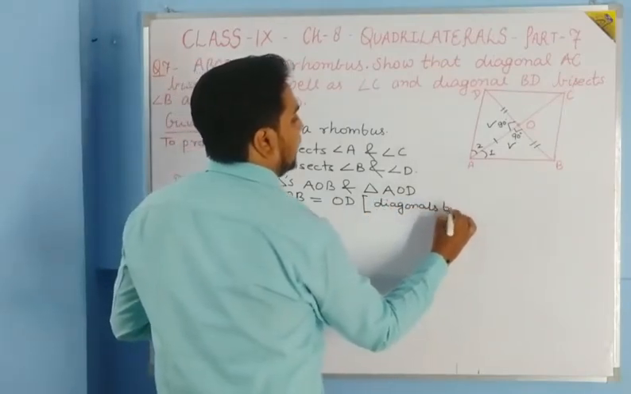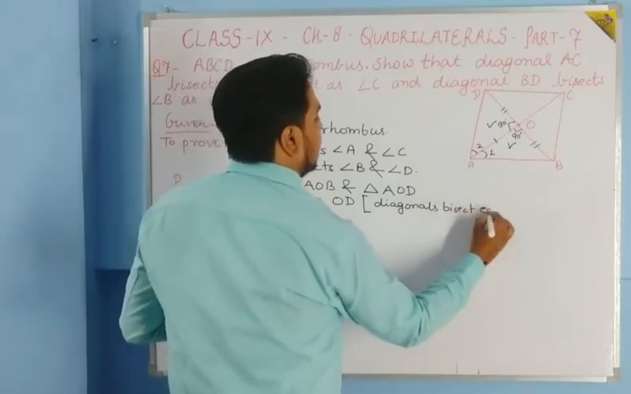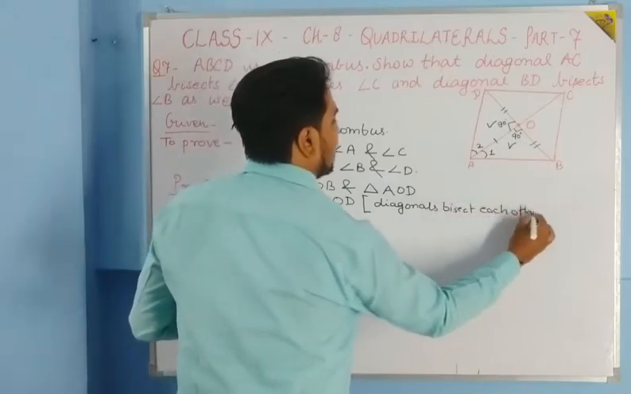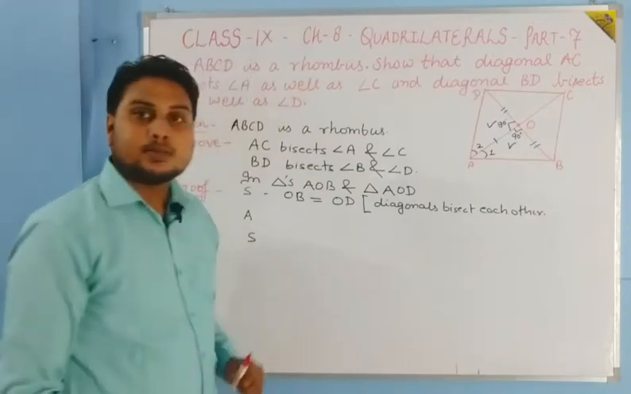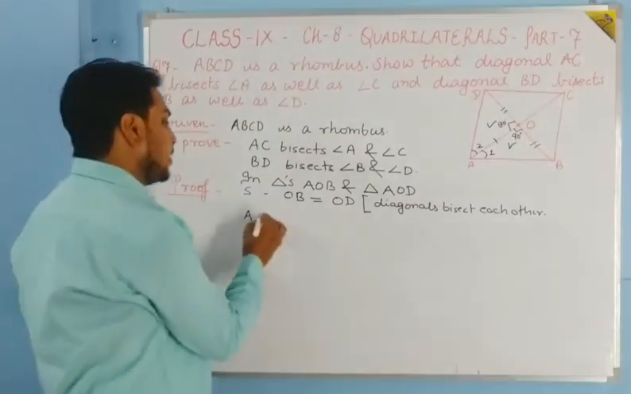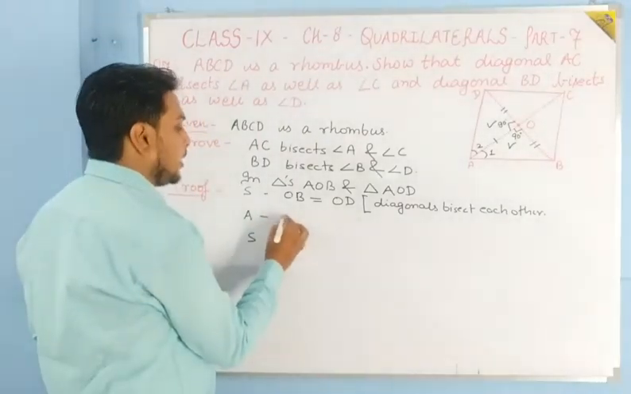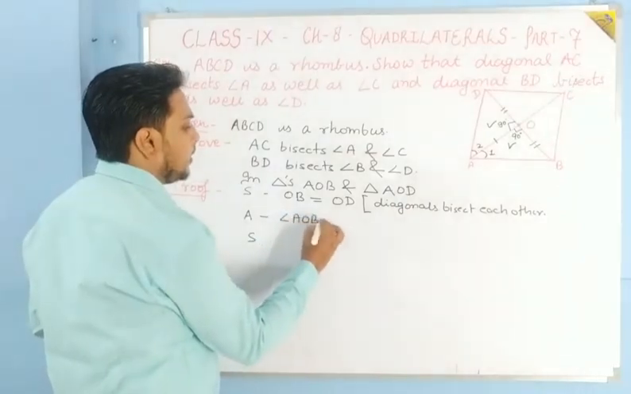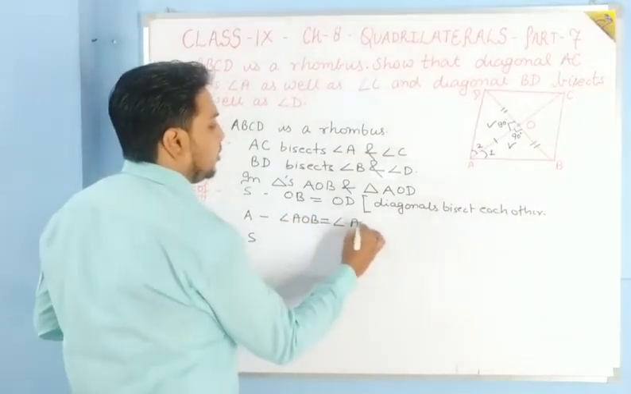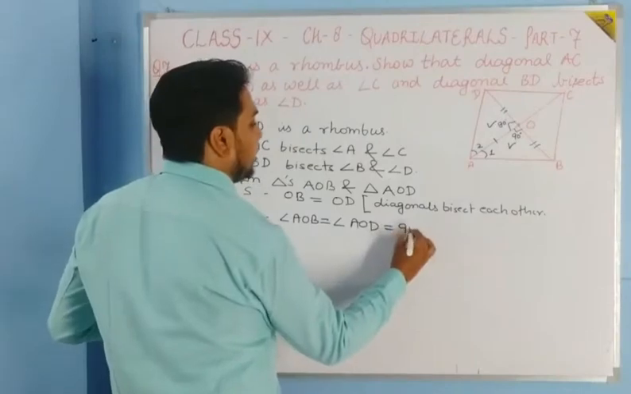Diagonals bisect each other. The second one is angle. So here we can write that angle AOB is equal to angle AOD. Both are equal to 90 degree.